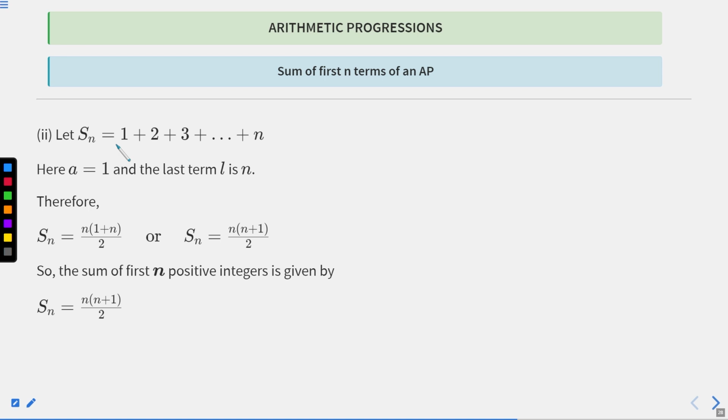So if you are now asked to find the sum of the first 2000 positive integers, you can find it. That is equal to S2000, that is equal to 2000 into 2000 plus 1, that is 2001, by 2, that is equal to 1000 into 2001.